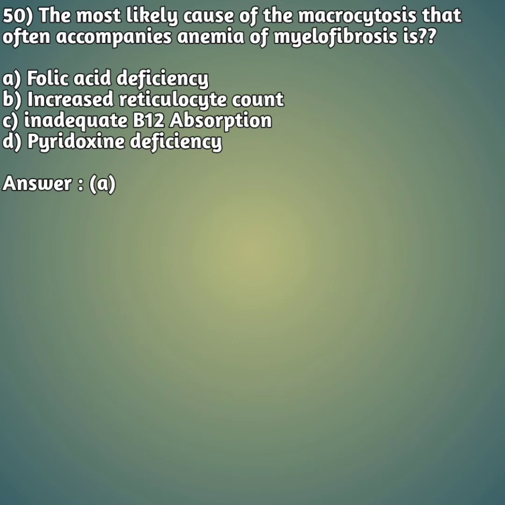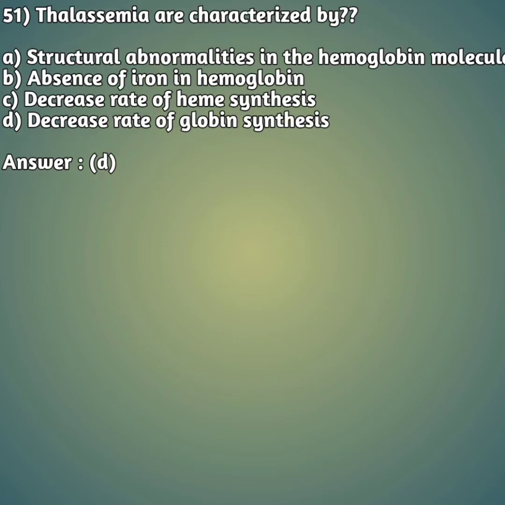The most likely cause of the macrocytosis that often accompanies anemia of myelofibrosis is: option A folic acid deficiency, option B increased reticulocyte count, option C inadequate B12 absorption, and option D pyridoxine deficiency. So friends, the right answer is folic acid deficiency. Why? Because myelofibrosis is often accompanied by folate deficiency, which causes the anemia. So the answer will be folic acid deficiency. Okay friends, so moving on to our 51st question.